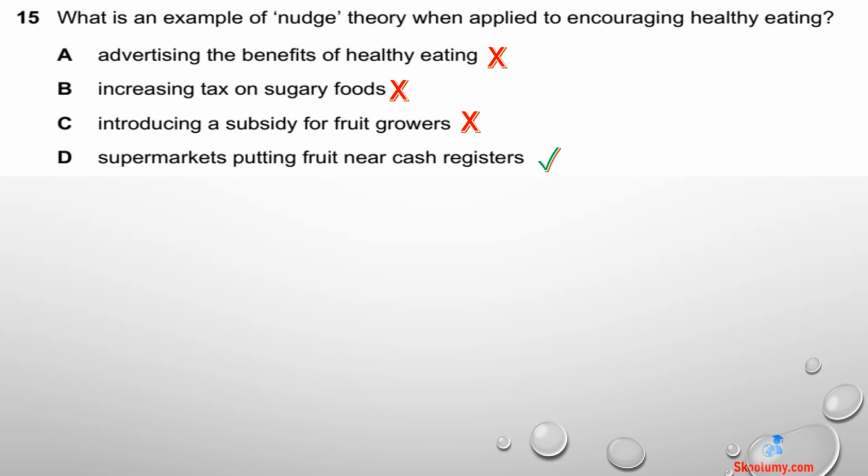Question 15. What is an example of nudge theory when applied to encouraging healthy eating? D is the correct answer. Supermarkets putting fruit near cash registers. Nudge theory is meant to encourage a change of behavior without coercion, penalty, or economic incentive. People voluntarily embrace a positive attitude when things are presented differently to them.